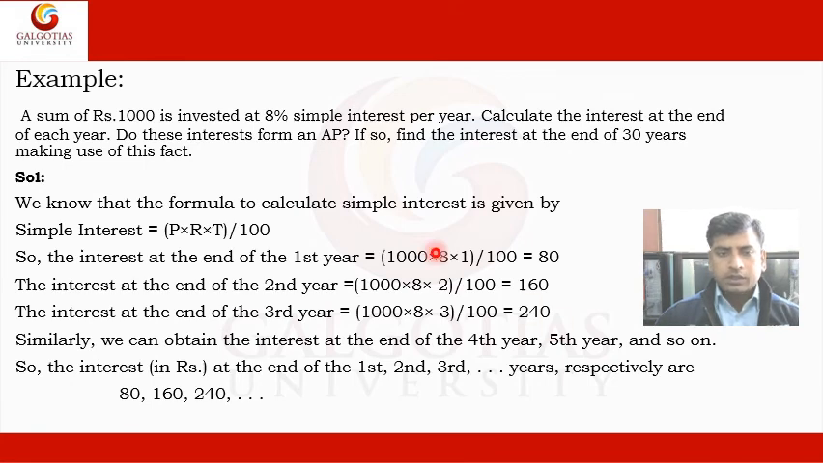So here is another example. A sum of 1000 is invested at 8% simple interest per year. Calculate the interest at the end of each year. Do these interests form an AP? If so, find the interest at the end of the 30th year making use of this fact.